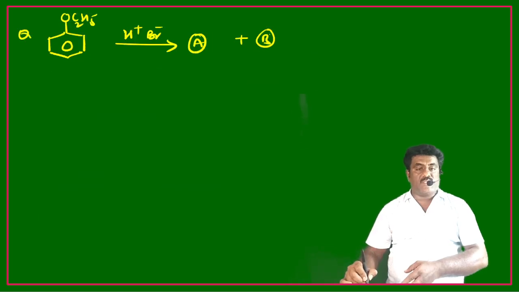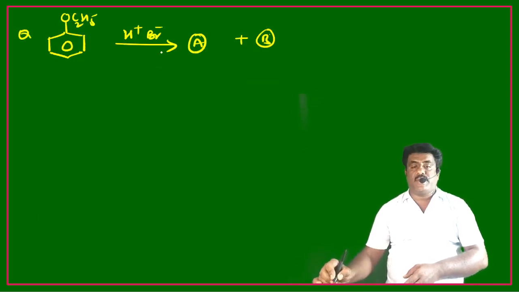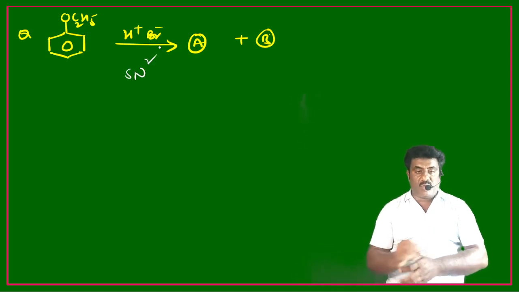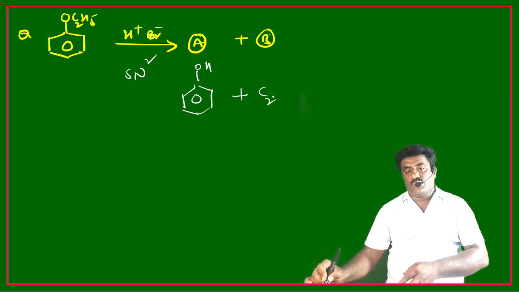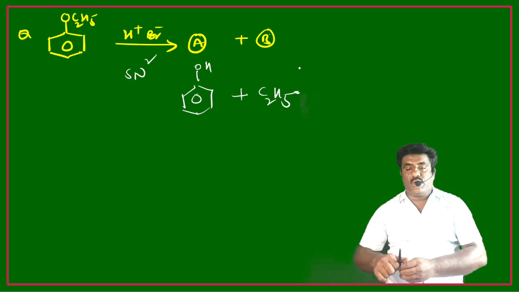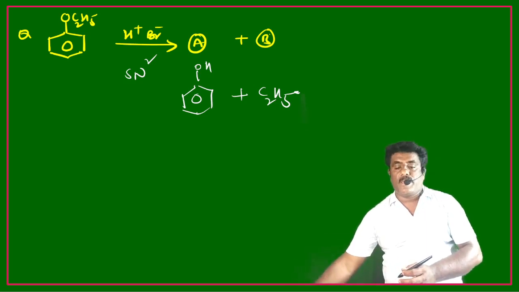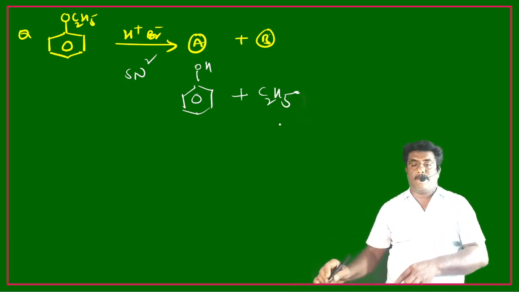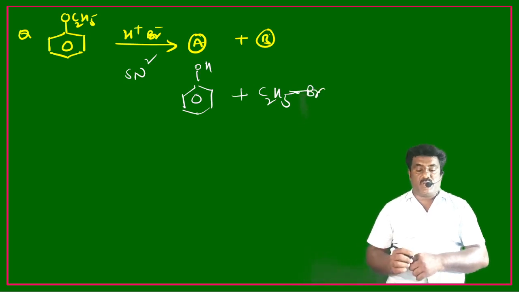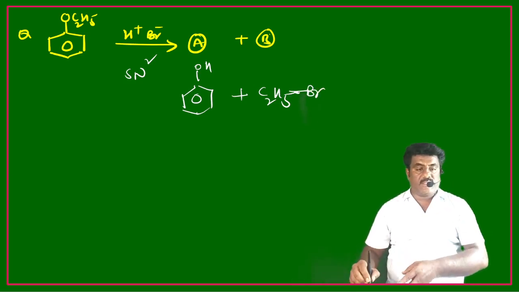Yes. I will look at the next one. Benzene with OC2H5, H+ and Br-. What is the product? So what type of reaction does it undergo? It undergoes an SN2 type of reaction to form phenol. First one is the phenol with C2H5, and C2H5Br. Yes. I will look at the next reaction.